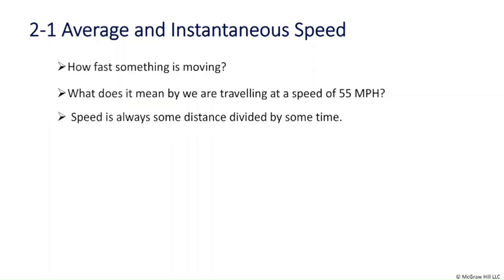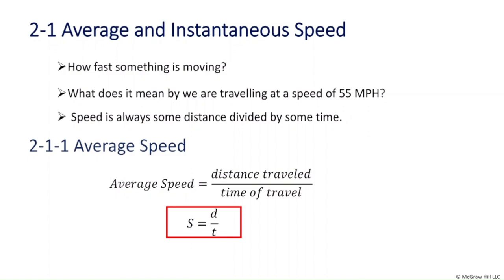So it means we are covering 60 miles in 1 hour. So speed is always some distance divided by some time. Now think of your last trip. How far did you go and how long did it take? That's basically the average speed calculation. So the average speed is equal to the total distance traveled divided by the total time of travel.